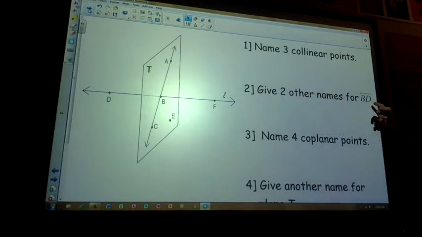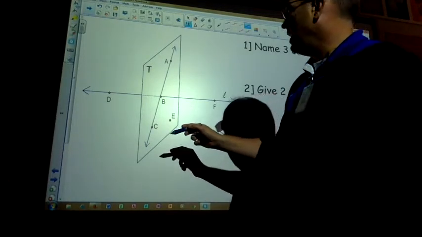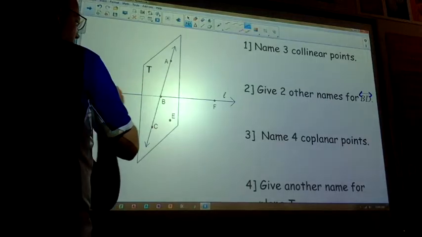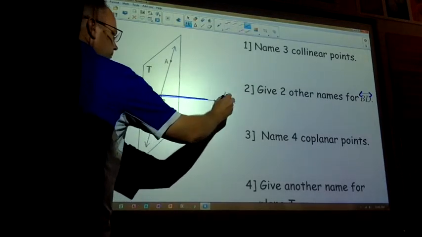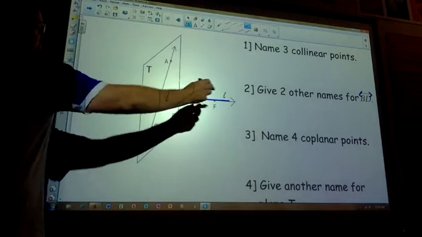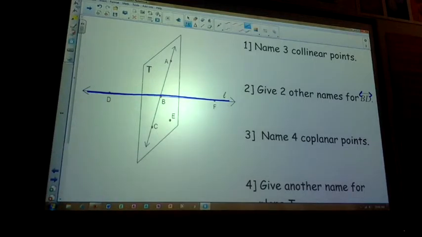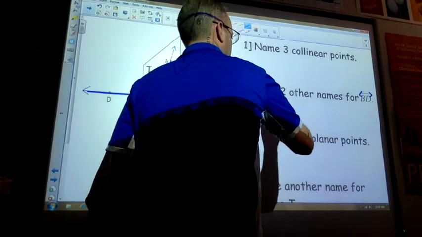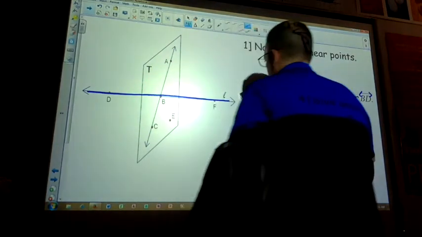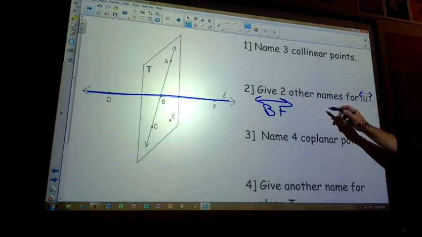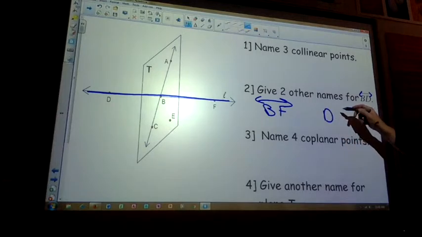Give 2 other names for line BD. You make those arrows a little bigger there. Line BD. So BD is this line right here, yes? So I have DF, FB, they work. So BF and DF, or the flip-flop of the letters is fine too.